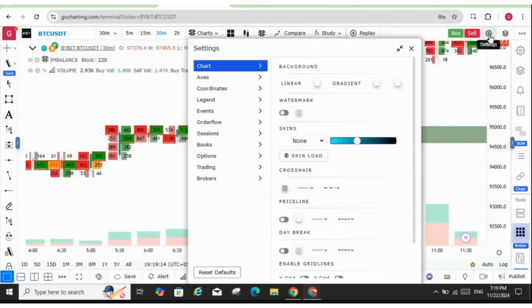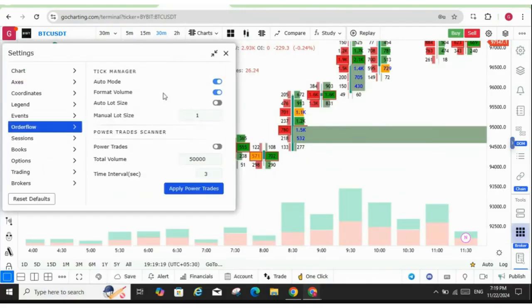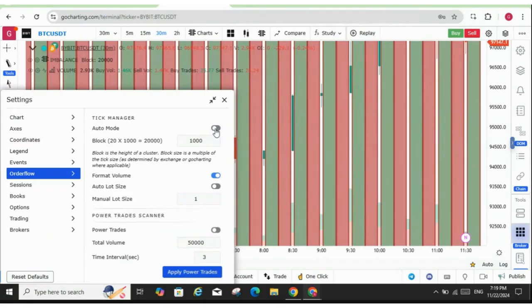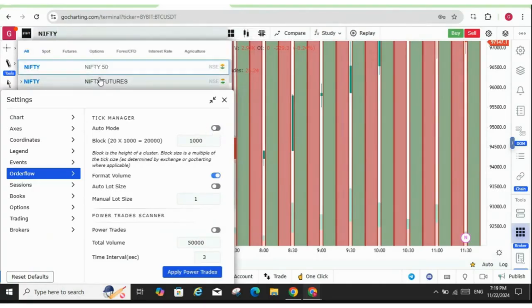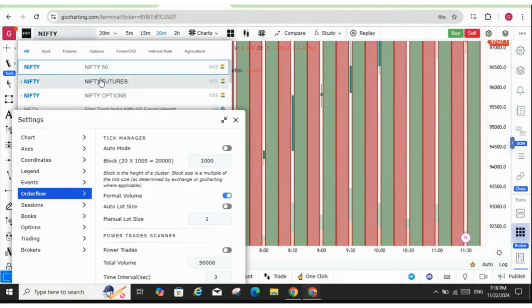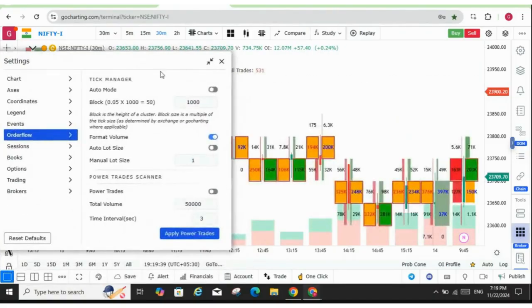Now let me go to the setting over here and we will talk about the order flow setting. Okay, so here there is something called tick manager. So what is tick manager? Let me just switch it off first of all. Let me use the Nifty chart. It will be more relatable to you guys. Okay, so I have switched off auto mode. Now what is this block?